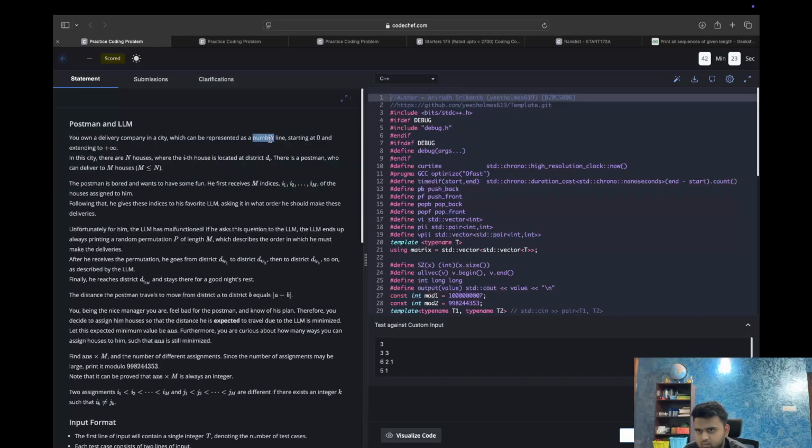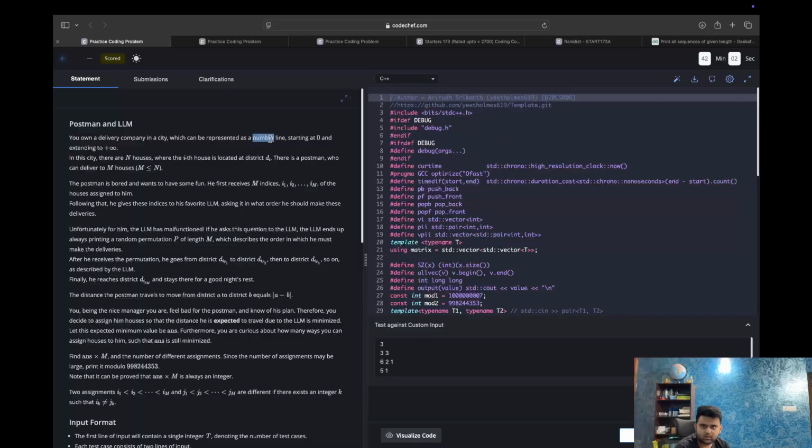Number line starting at 0 and extending to infinity. There are n houses, the ith house at position d_i. There is a postman who can deliver to m houses. The postman is assigned m houses, and he asks his favorite LLM what he should do to make these deliveries. Unfortunately for him, the LLM has malfunctioned.